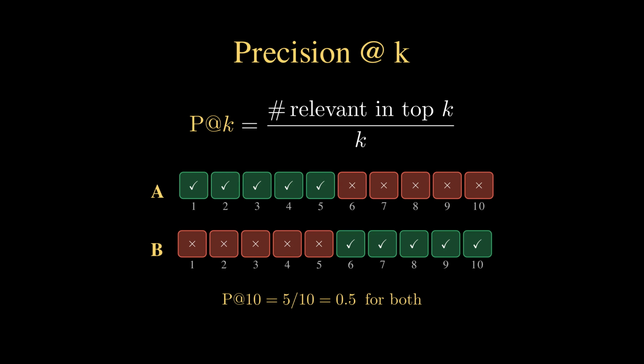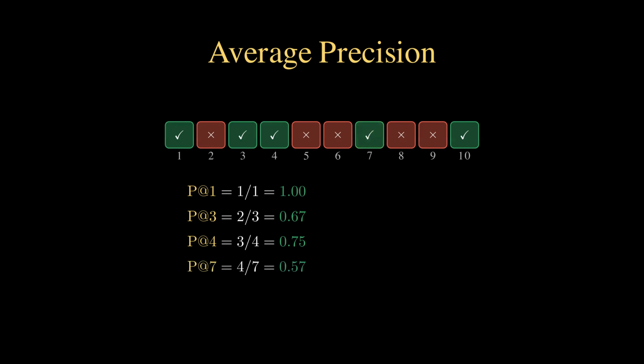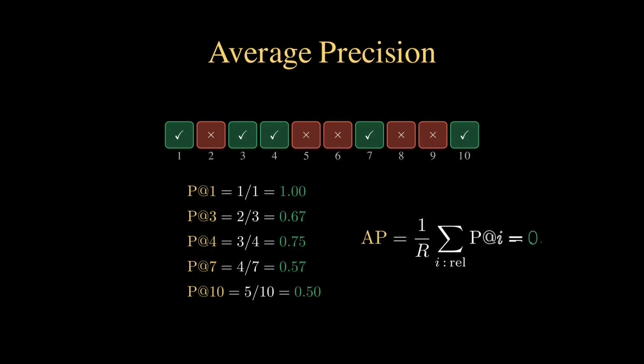We need something sharper. Average precision fixes this. We walk through the ranking and, every time we hit a relevant item, we compute precision up to that point. Then we average those numbers. A relevant item at position 1 contributes a full 1. A relevant item at position 10 contributes much less, because by then we've already scrolled past a lot of noise. The earlier the hits, the higher the average. One number, and it cares about order.